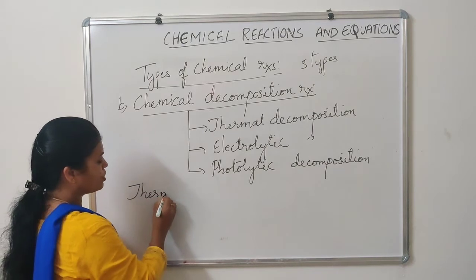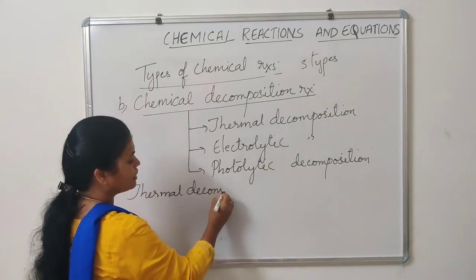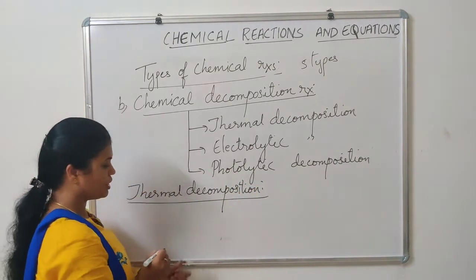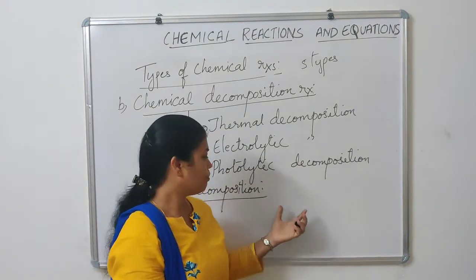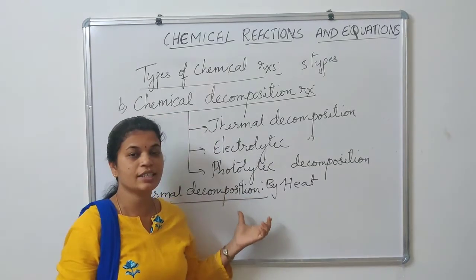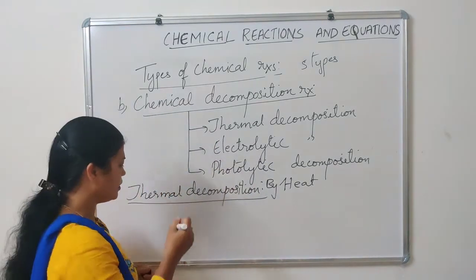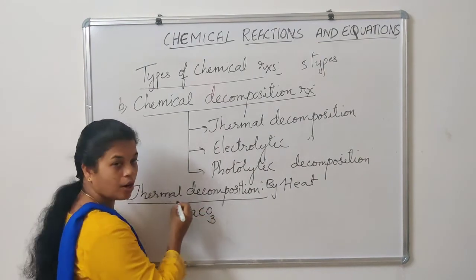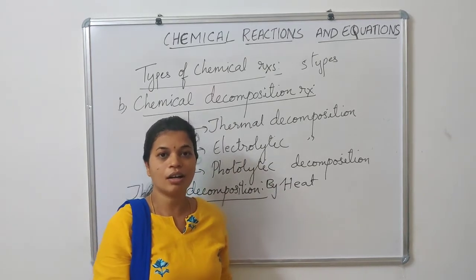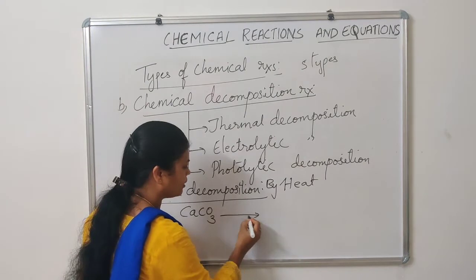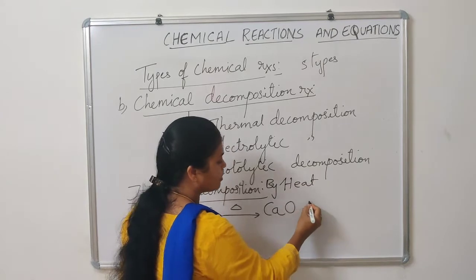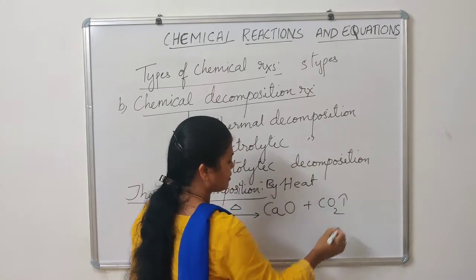So in thermal decomposition reaction, as we discussed, energy has to be supplied. This decomposition takes place when a compound splits up by heat, by supplying heat energy, into two or more substances. This reaction is carried out by supplying heat. For example, calcium carbonate. This is a compound which is available in nature in the form of limestone, molluscan shells or marble. On heating, it gets decomposed, splits up, into calcium oxide plus carbon dioxide gas.